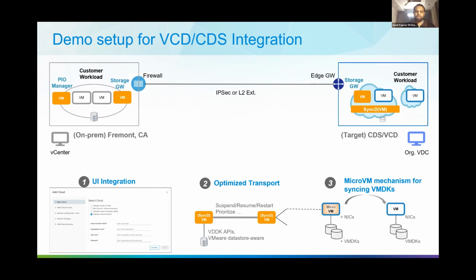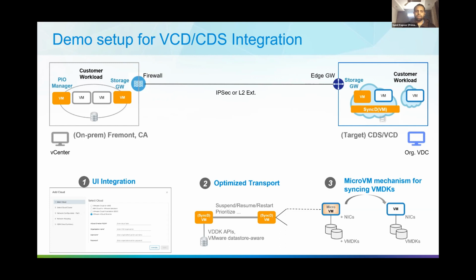Once the product has been deployed, the customer can select one or multiple virtual machines to migrate onto the organization VDC end. And for this, we had to devise a different mechanism. As you would know, we do not have a view of VMDKs or datastore. So we are using a micro VM service, which we inject within the virtual machine on the VDC end.